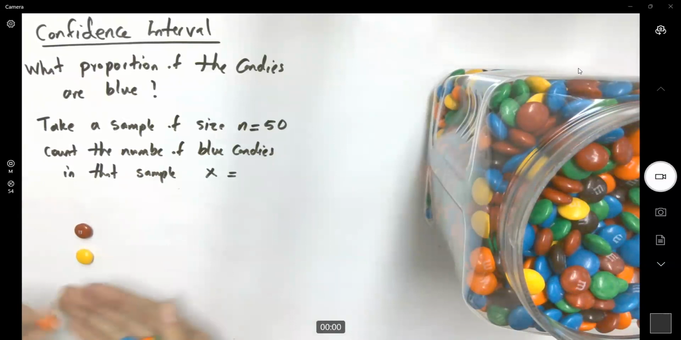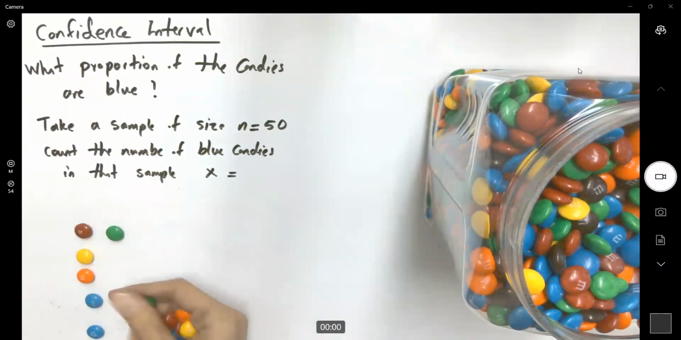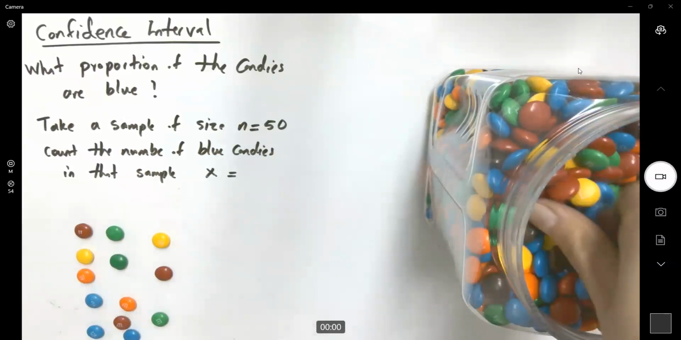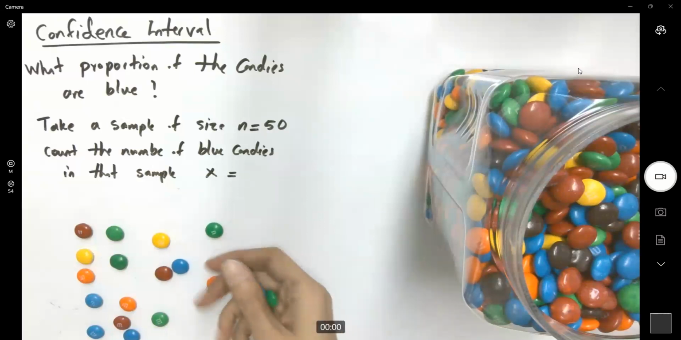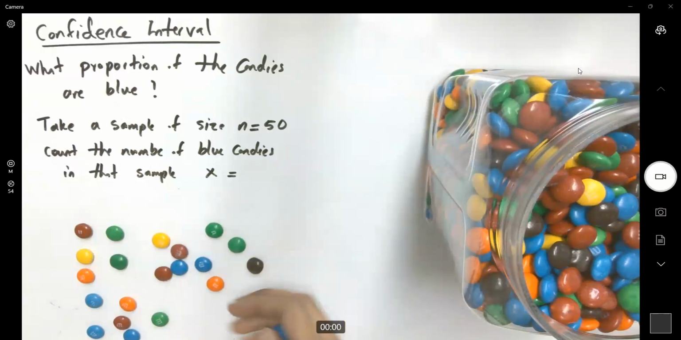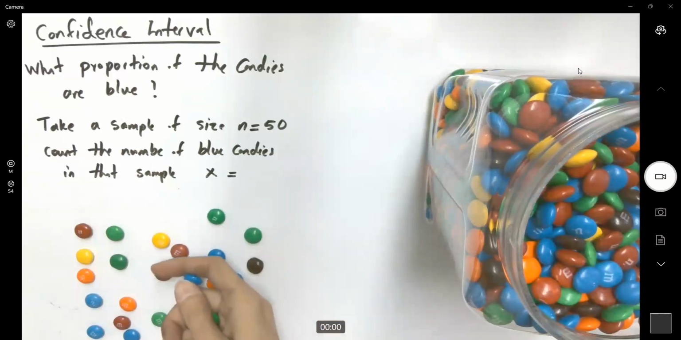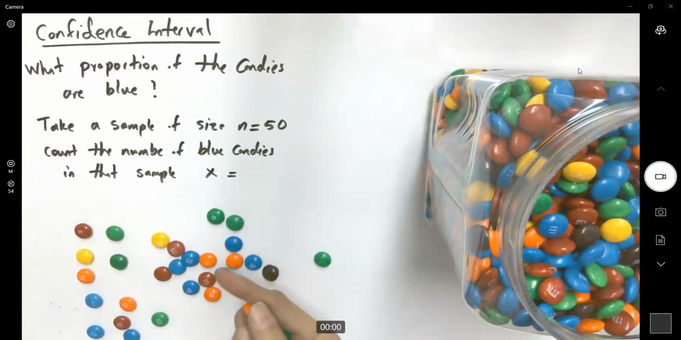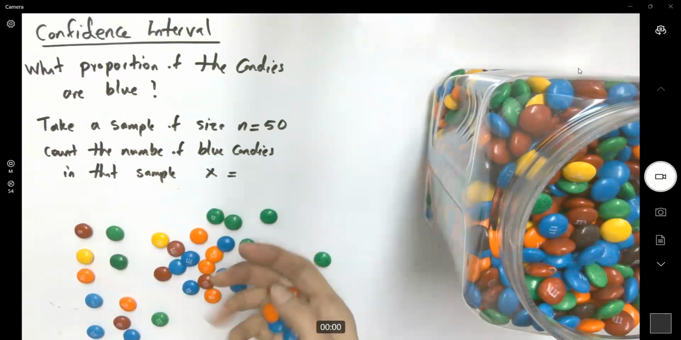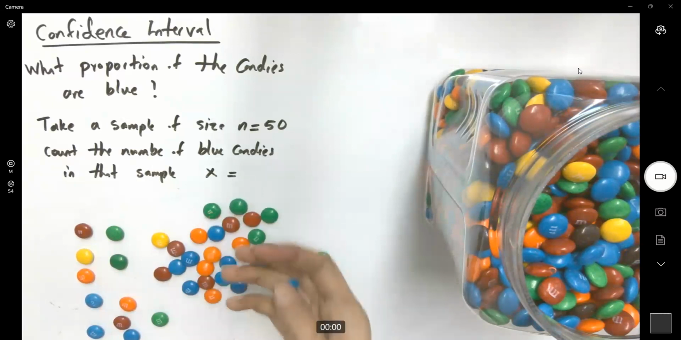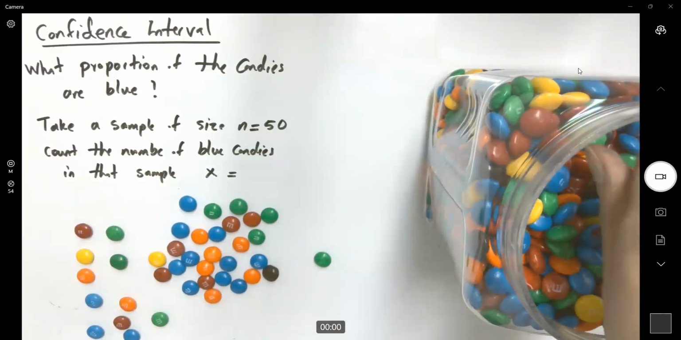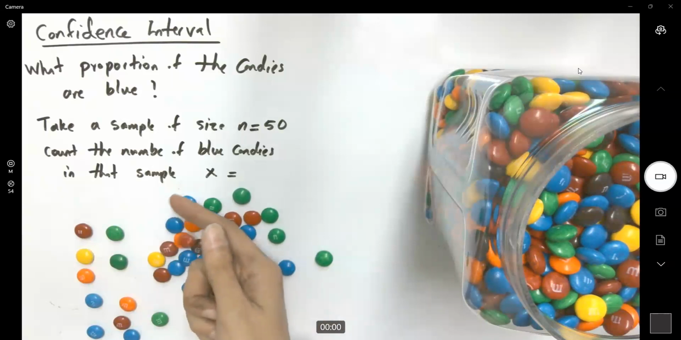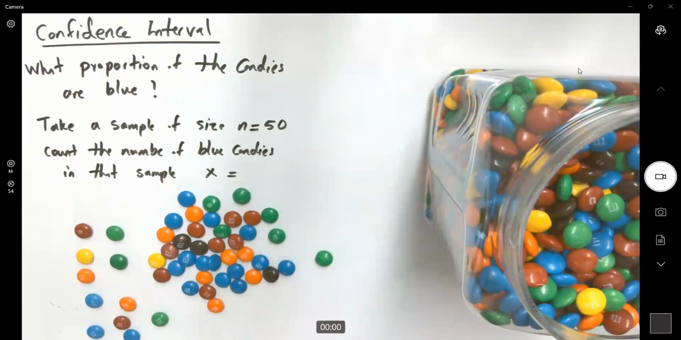1, 2, 3, 4, 5, 6, 7, 8, 9, 10, 11, 12, 13, 14, 15, 16, 17, 18, 19, 20, 21, 22, 23, 24, 25, 26, 27, 28, 29, 30, 31, 32, 33, 34, 35, 36, 37, 38, 39, 40, 41, 42, 43, 44, 45, 46, 47, 48, 49, and 50.